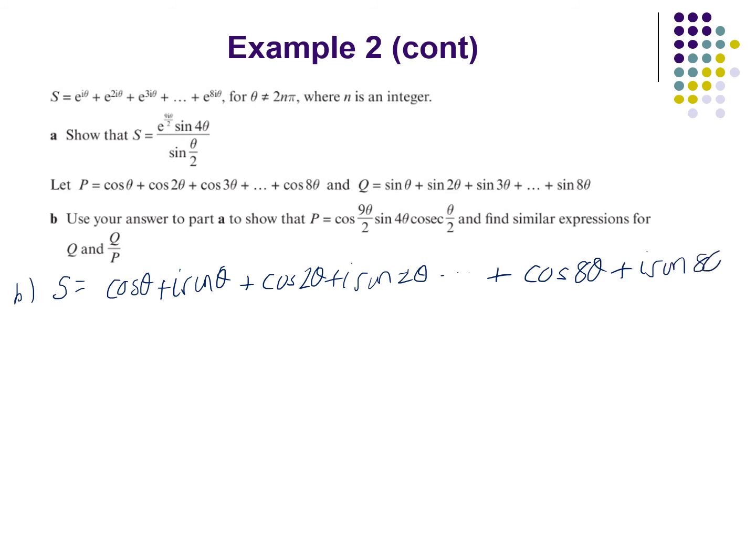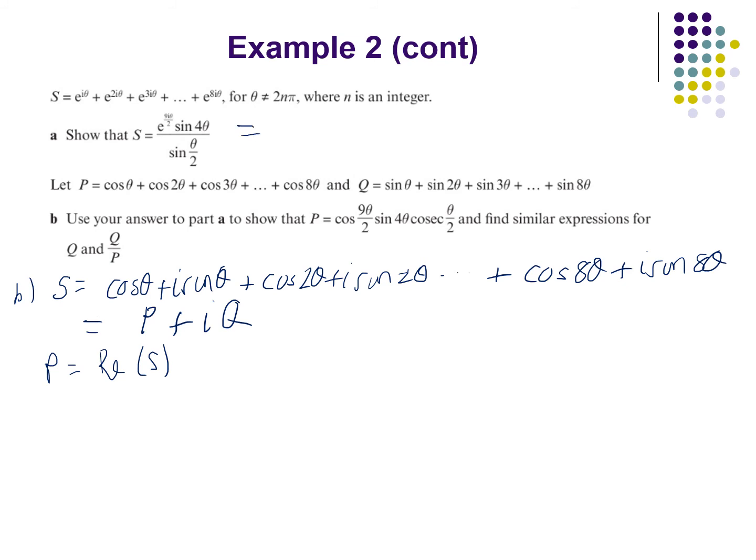So if I have a look at that compared to my P and my Q, it's P plus iQ. So what that tells me is, if I want to get an expression for P, P is equal to the real part of S.